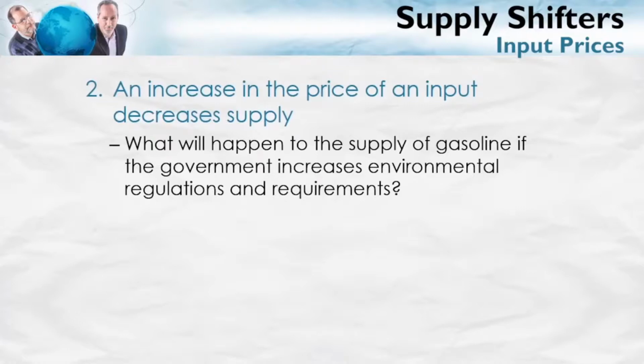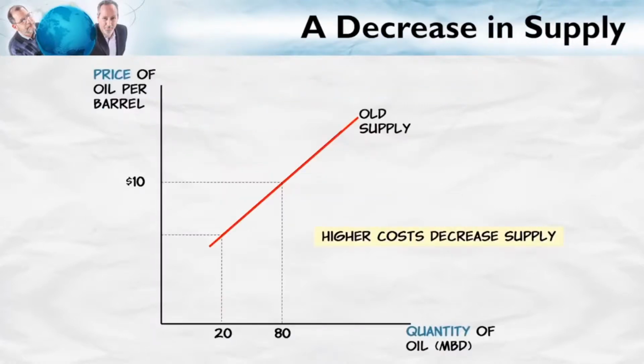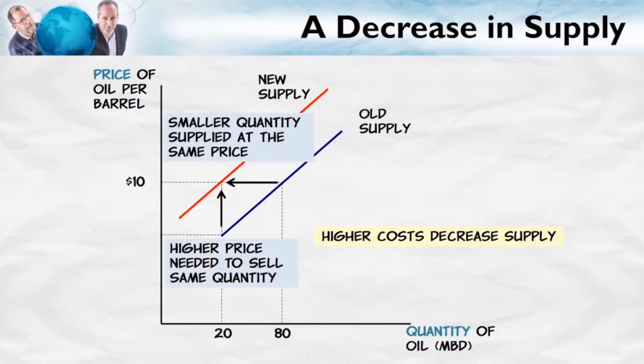Let's take a look. Here's our old supply curve. Now we have increased rules and regulations which increase costs, or there's an increase in the price of some input. That reduces supply. Reductions in supply mean that the supply curve moves up and to the left. Again, just read off what that means. A reduction in supply means that at any price, the firm is now willing to sell a smaller quantity.